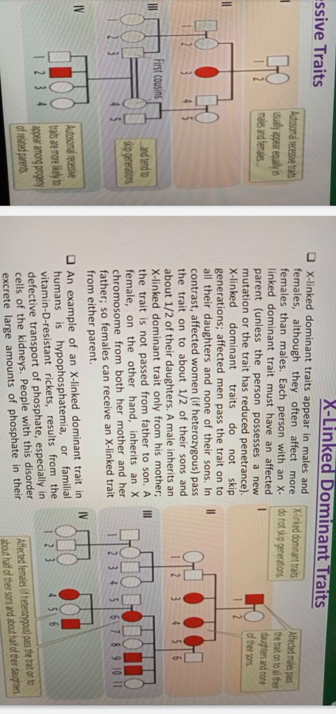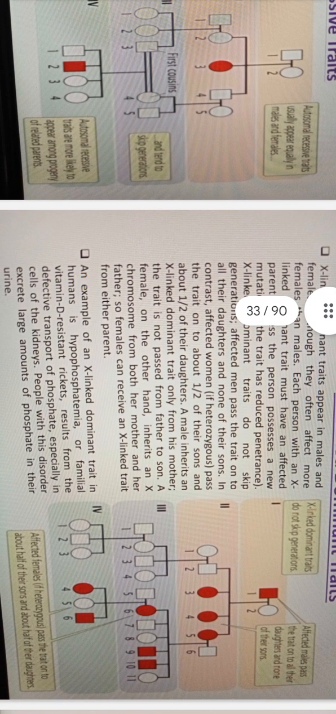Affected men pass the trait on to all their daughters and none of their sons. In contrast, affected women, if heterozygous, pass the trait on to about one half of their sons and about one half of their daughters. A male inherits the X-linked trait only from his mother. The trait is not passed from father to son. A female, on the other hand, inherits an X chromosome from both her mother and her father, so females can receive an X-linked trait from either parent, and their chances will be higher.